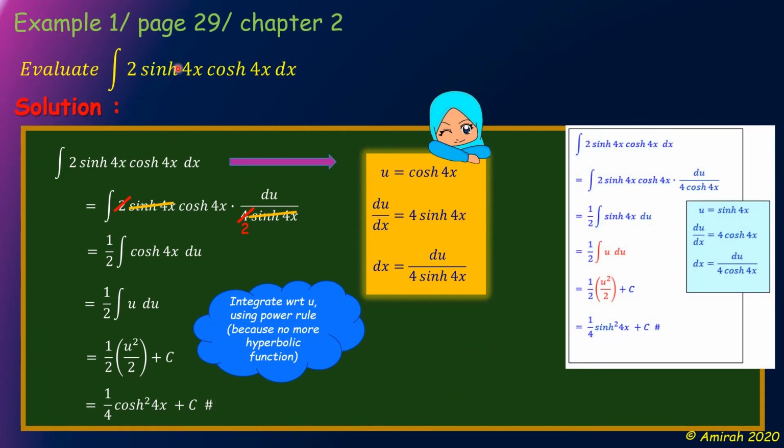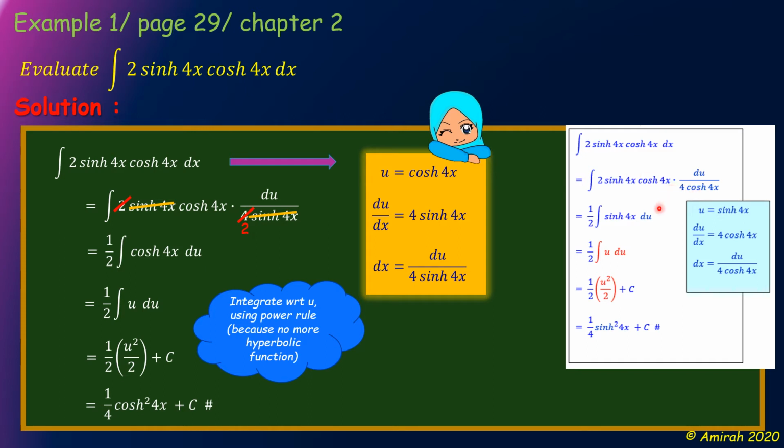And then for the same question, we also can choose u equals sinh 4x. Just now, we chose u equals cosh 4x. Now we also can use u equals sinh 4x. Why? Because if we choose u equals cosh 4x, we can simplify sinh 4x here. And if we choose u equals sinh 4x, we can simplify cosh 4x here.